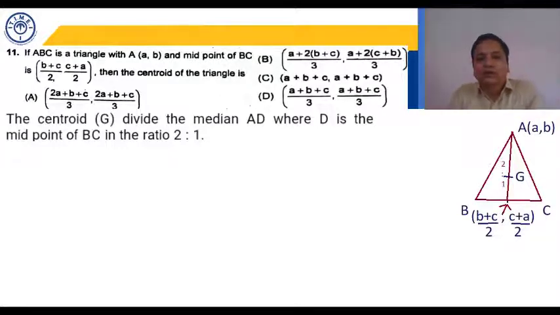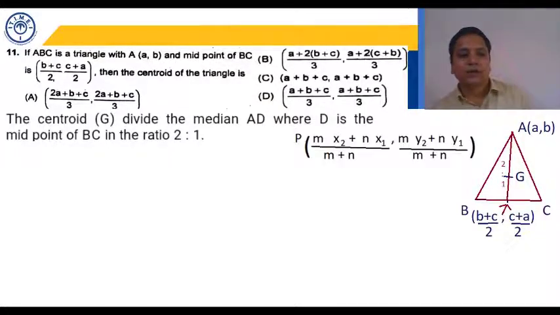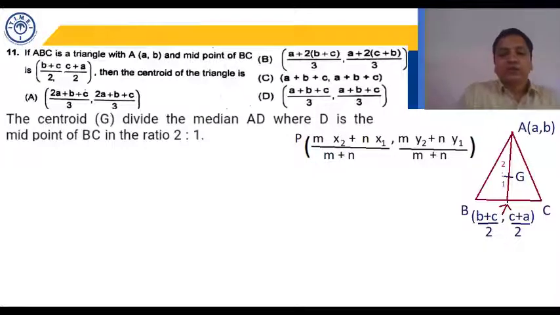So let's apply the section formula. The centroid G divides the median AD, where D is the midpoint of BC, in the ratio 2:1. Now this 2:1 has to be remembered. It's always true: medians meet at a point called the centroid, and the centroid divides AD in the ratio 2:1. Let's apply the section formula: (m into x2 plus n into x1) upon (m plus n), (m into y2 plus n into y1) upon (m plus n).